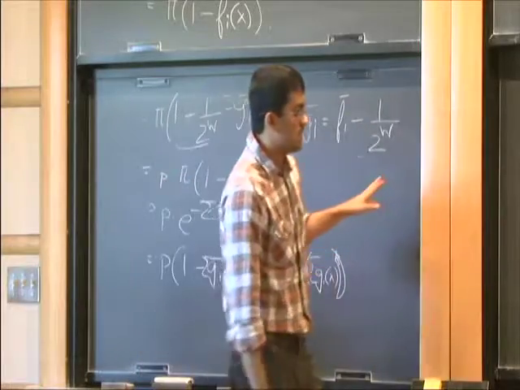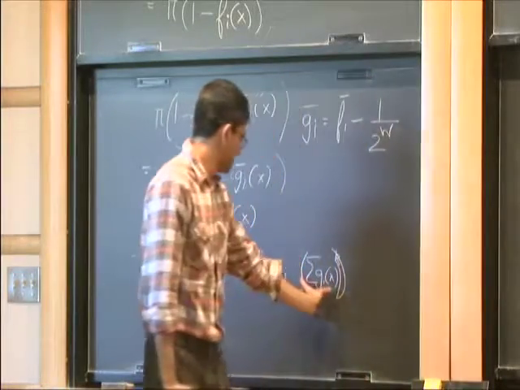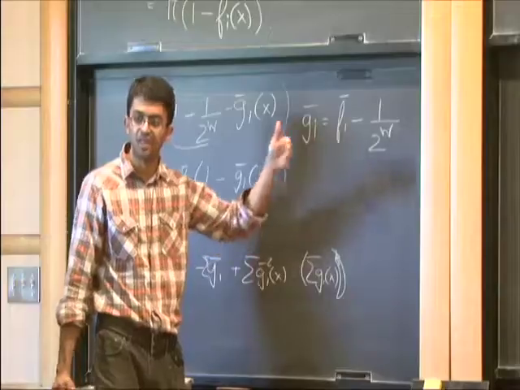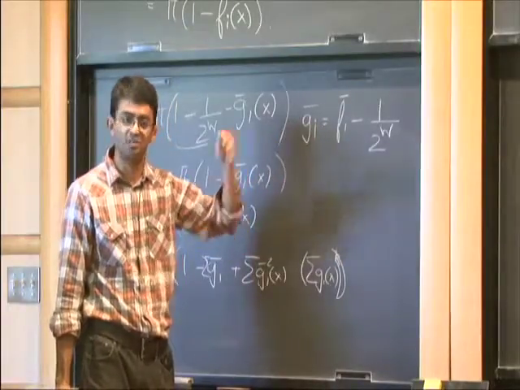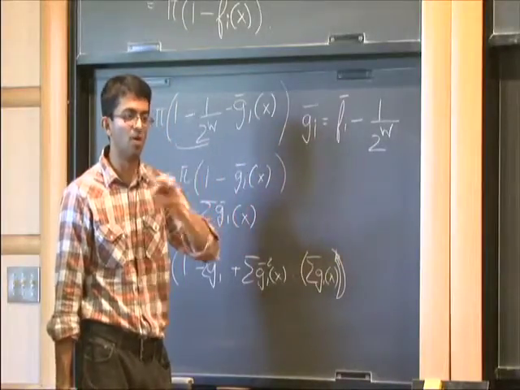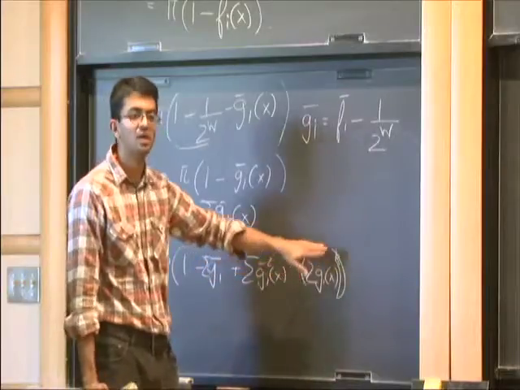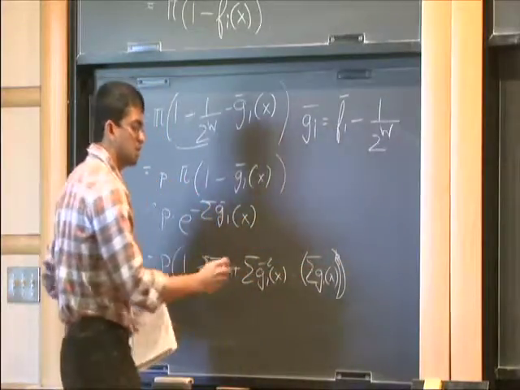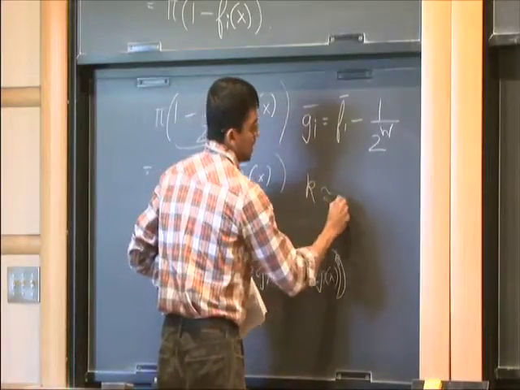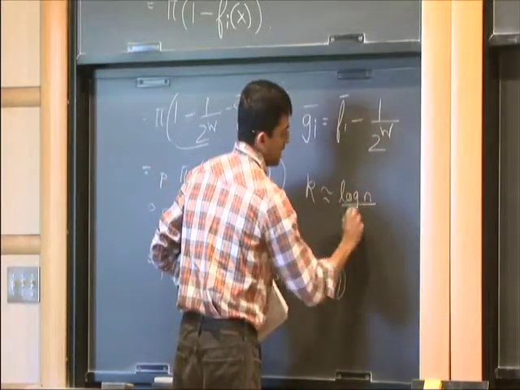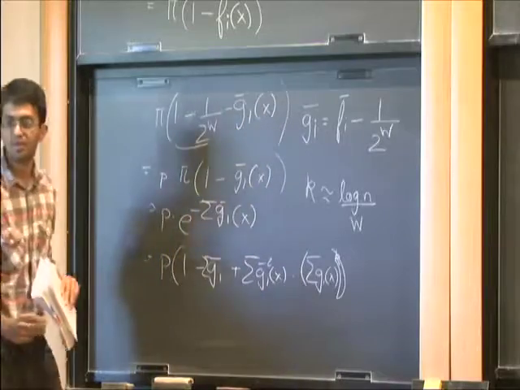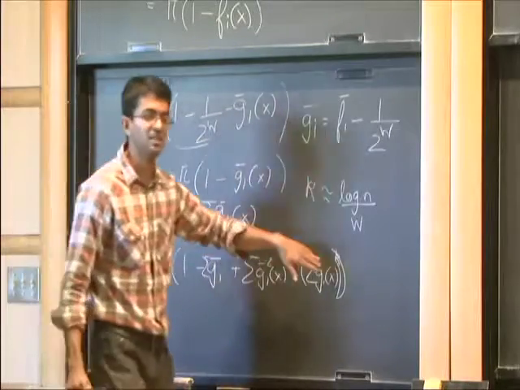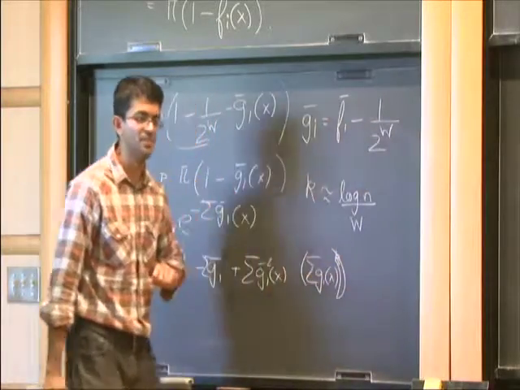Now, the total variance of summation gi is small as a function of w. It's 1 over some constant like 1.1 raised to w. So if I want the truncation error to be around log n, I should truncate this series around k, which is log n over w, right? And then the Taylor series gives me very small error.